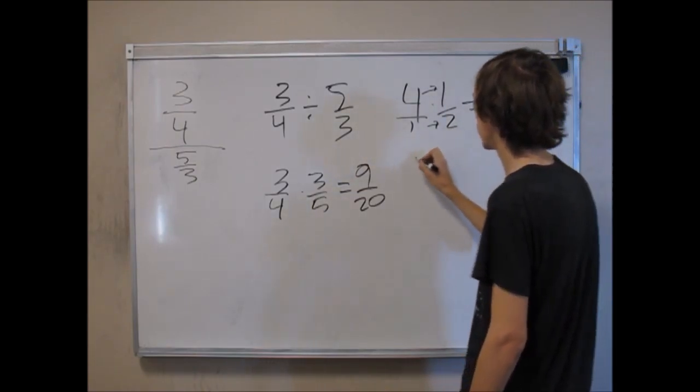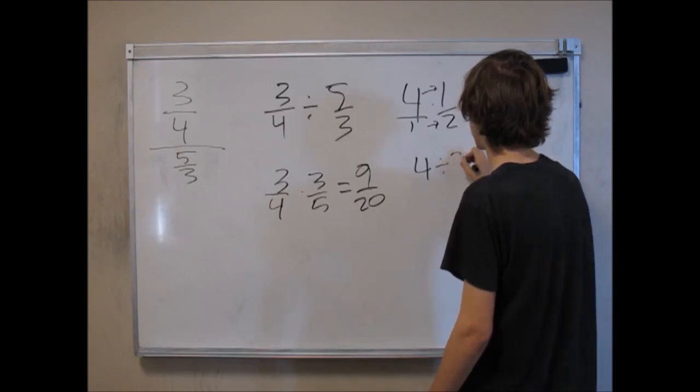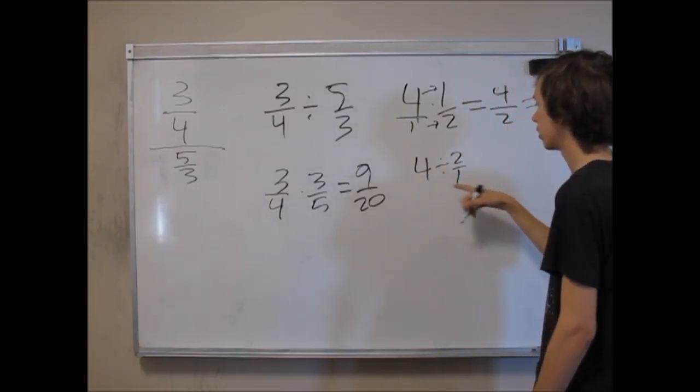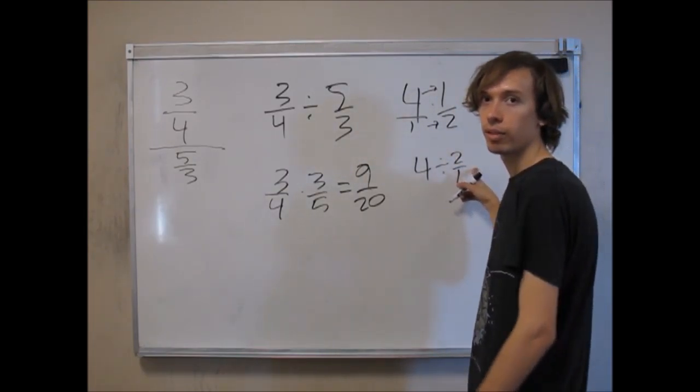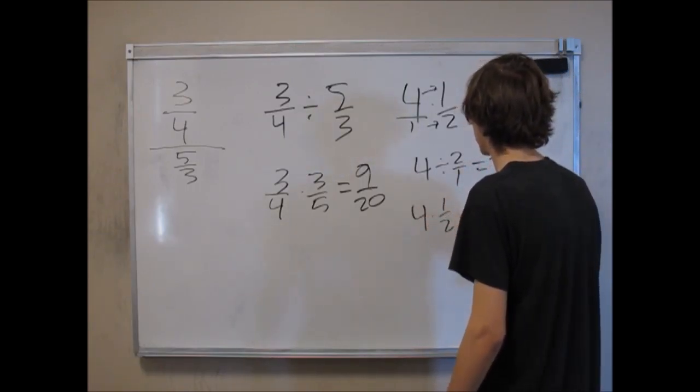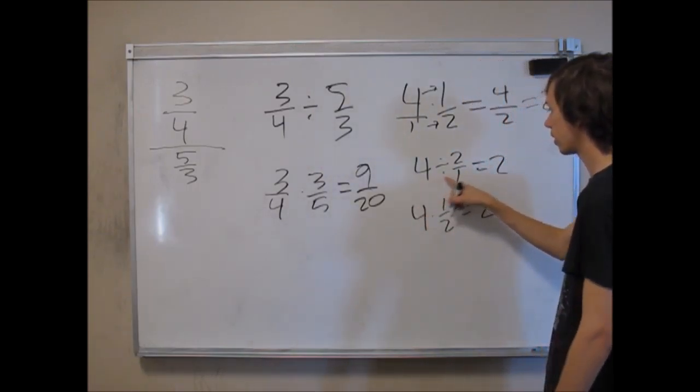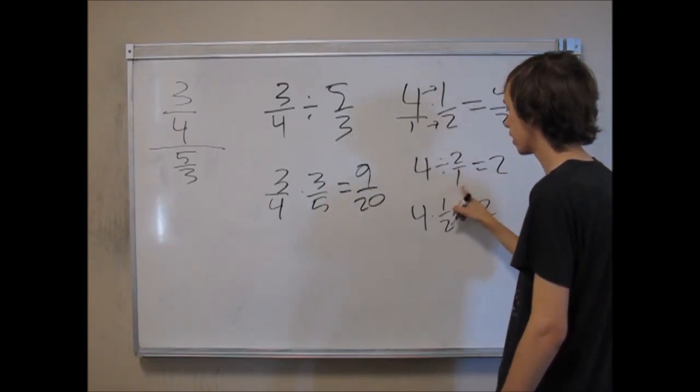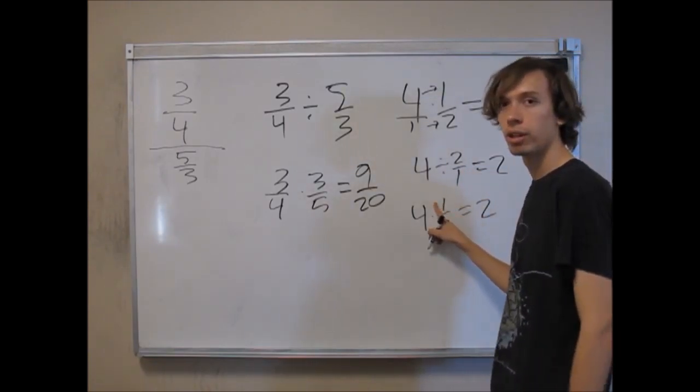That's the same as if you would have done 4 divided by 2 over 1, right? 4 divided by 2, we all know that 4 divided by 2 is 2. And now we know that 4 times 1/2 is also 2. So it turns out dividing by 2 over 1 is the same thing as multiplying by its reciprocal, 1 over 2.